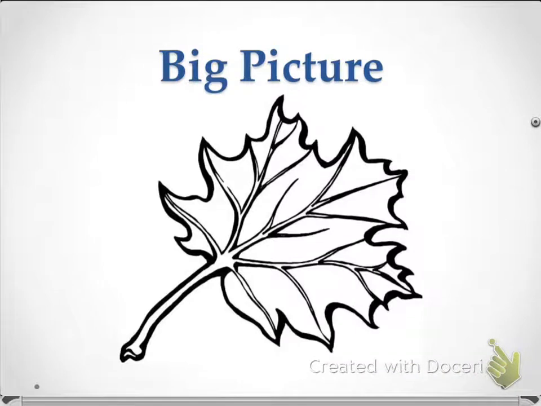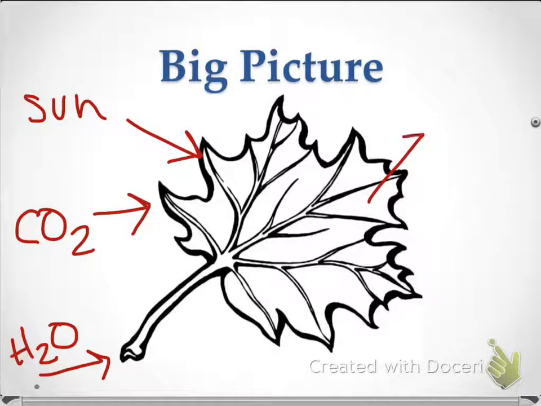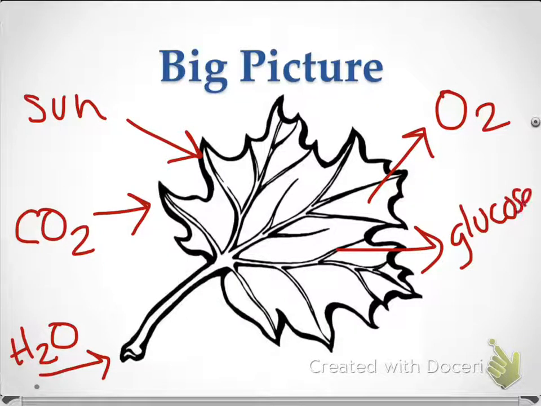So big picture, this is a leaf. What do we have going in? We have sun goes in. We have water coming in this way, which is technically from the roots. And then we also have your CO2, which is carbon dioxide. That's what you breathe out. So as a result, the plant releases oxygen, and it also releases glucose. Now, it doesn't really release glucose into the air. The glucose is what feeds the plant.